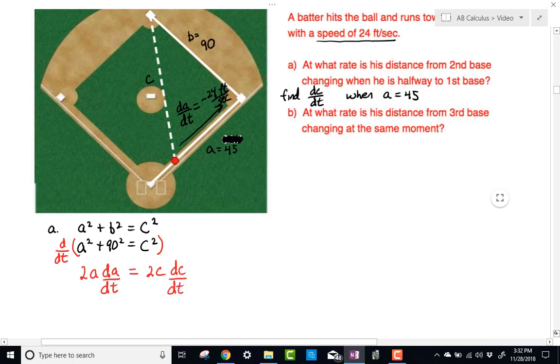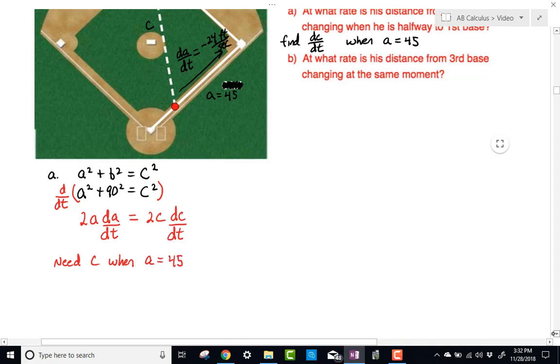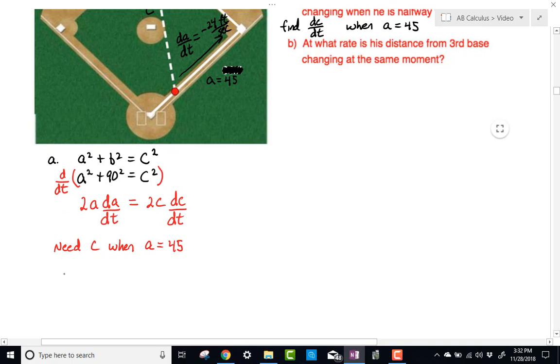Okay, and so now that we have our derivative, we can go ahead and plug in some values. But the problem is that I know A is 45, but I don't know what C is. So I'm going to need to find C when A equals 45. In order to do that, we're going to do some Pythagorean theorem. So we've got 45 squared plus 90 squared equals C squared.